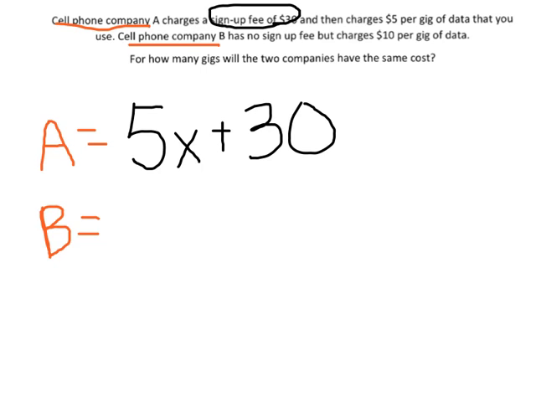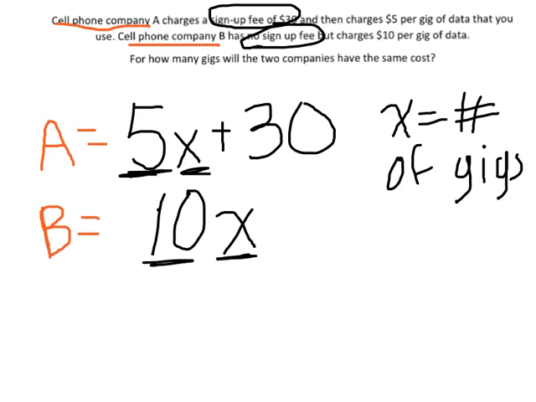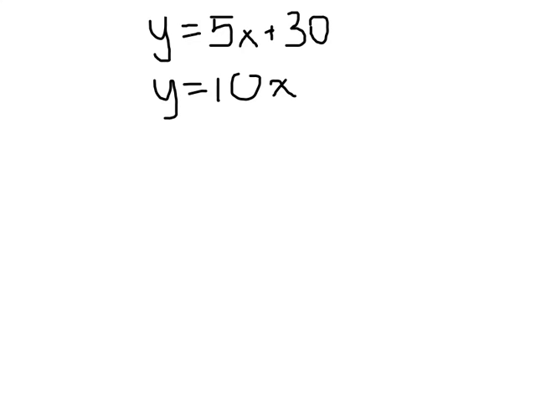Looking at cell phone company B, what is my initial value? There is no sign-up fee, so it's 0, which we can just also leave blank. And then my unit rate is 10 times x. What does x represent in this problem? X is going to be the number of gigs of data, because we want to multiply $5 per gig times x gigs, $10 per gig times x gigs. So when we're trying to find the number of gigs where the two lines meet, what variable are we solving for? We need to find our x.